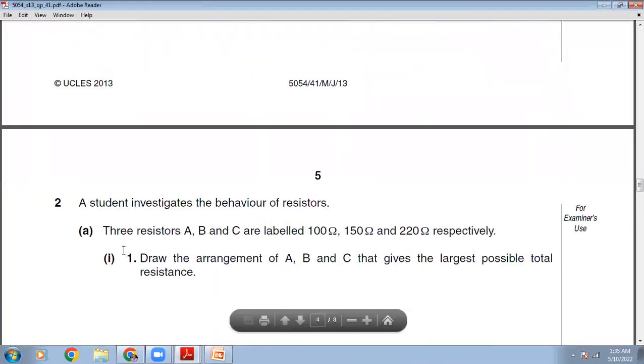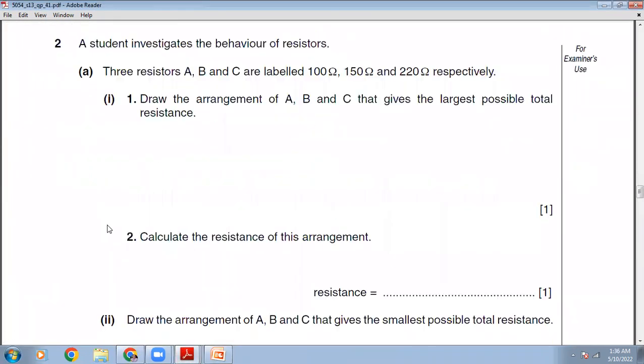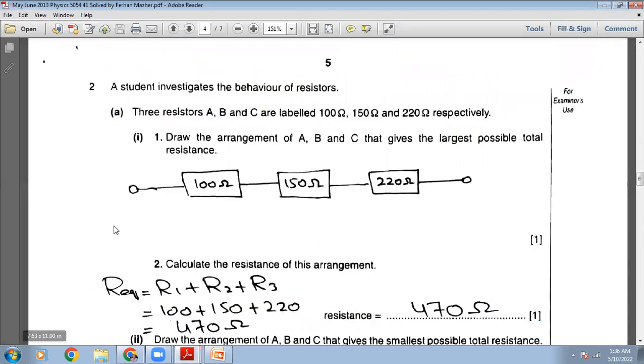Okay, so we are going to the next question. A student investigates the behavior of resistors. The three resistors A, B, and C are labeled 100 ohm, 150 ohm, and 220 ohm respectively. Draw the arrangement of A, B, and C that gives the largest possible total resistance. You connect them in series, and they will have the largest resistance.